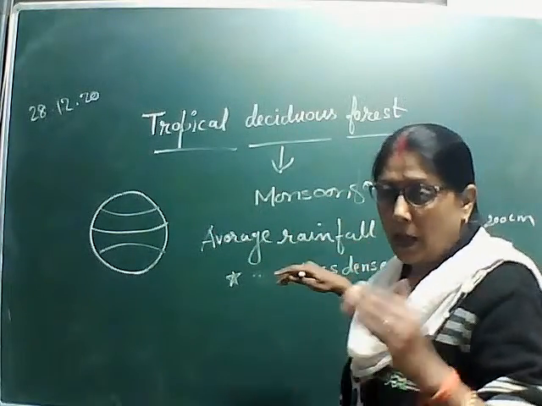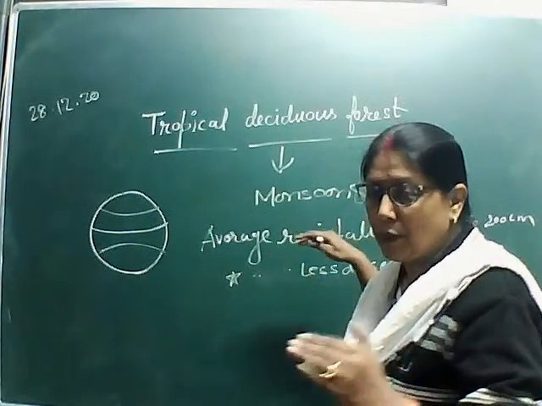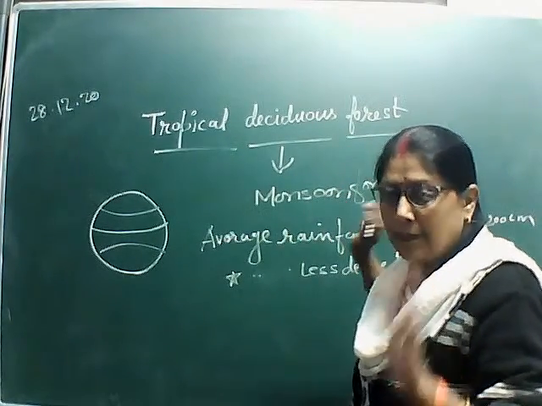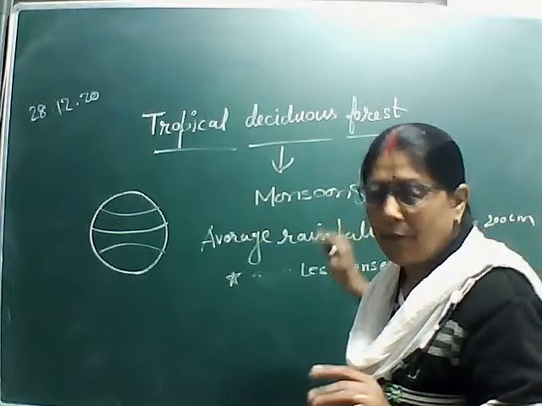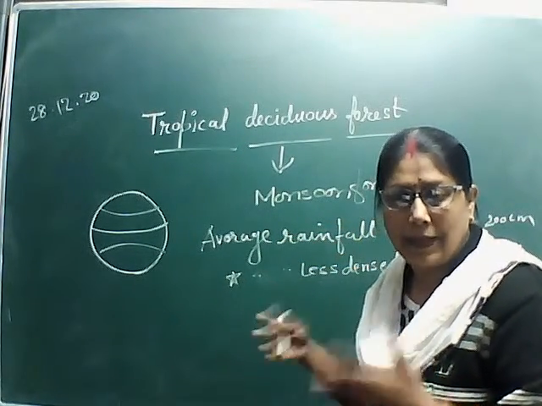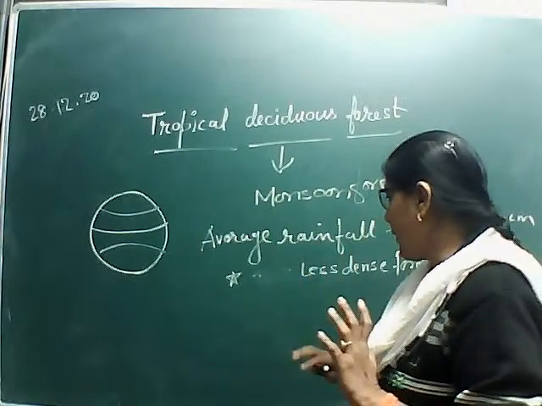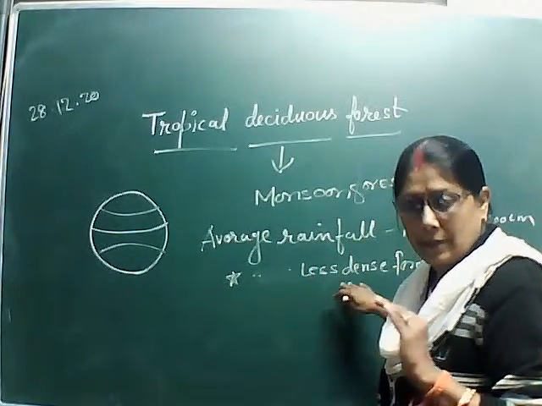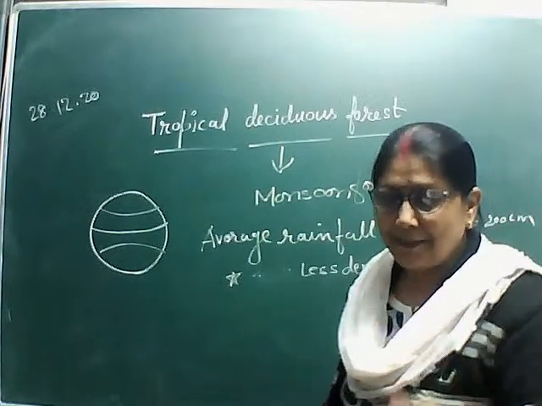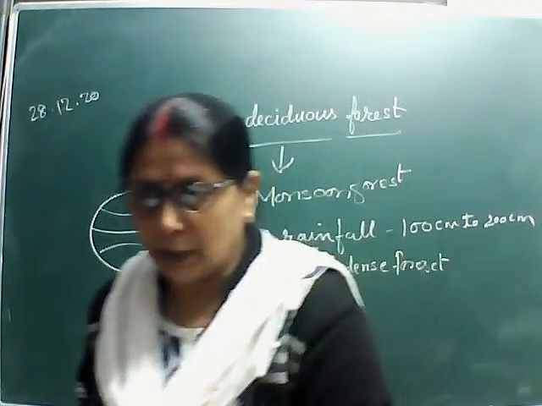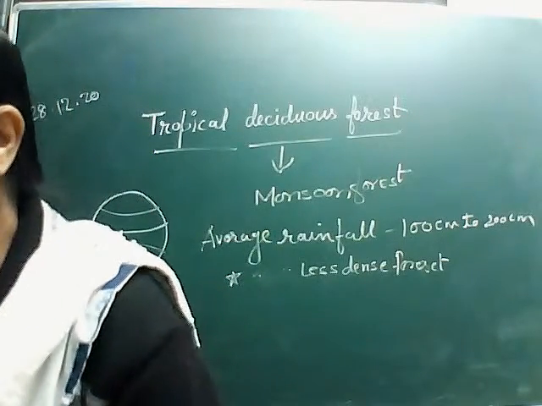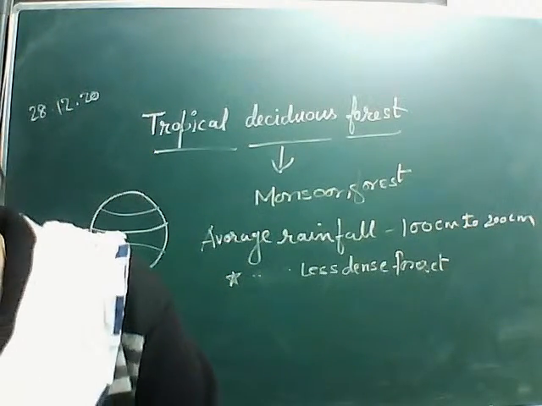So again, what are the important points if we see? These are also known as monsoon forest. They require very less rainfall, average rainfall of 100 to 200 centimeter. There you can see this type of forest. These forests are very less dense forest. They shed their leaves at a particular period of time, a fixed time. At that fixed time only they shed their leaves.